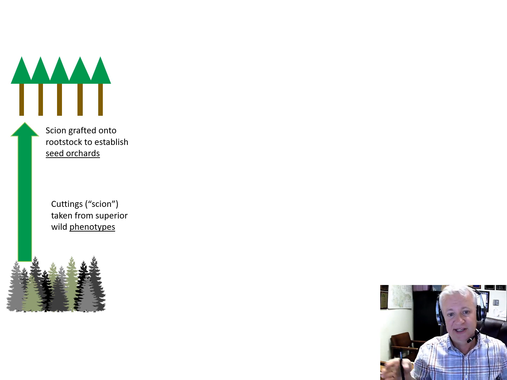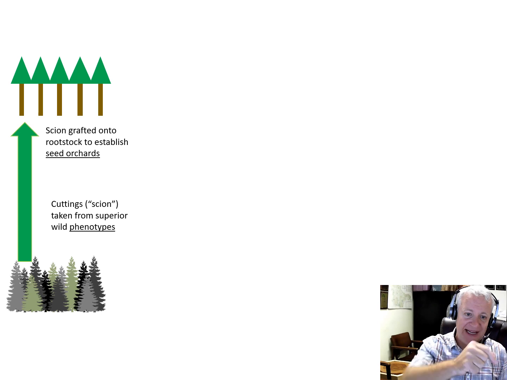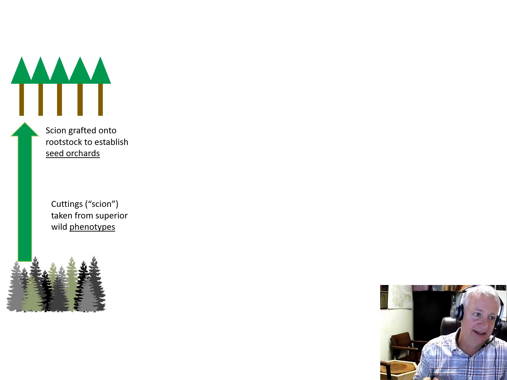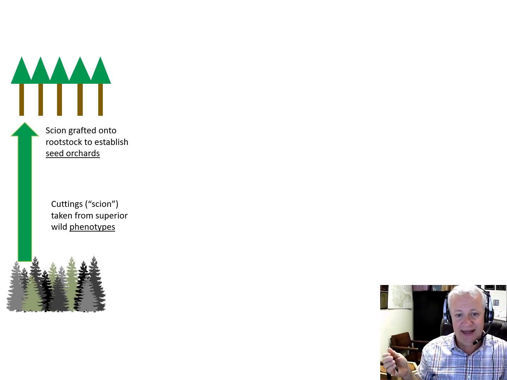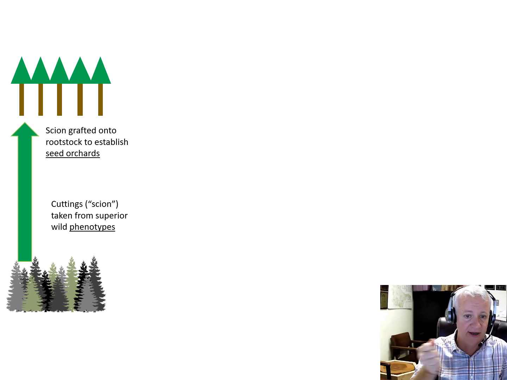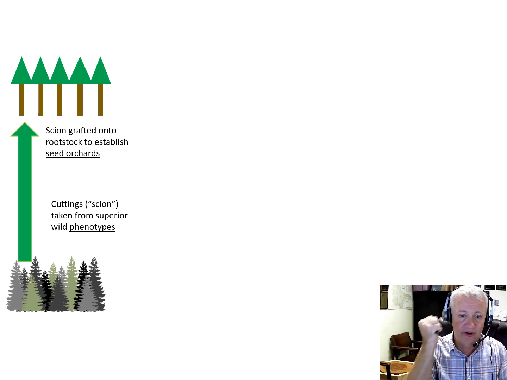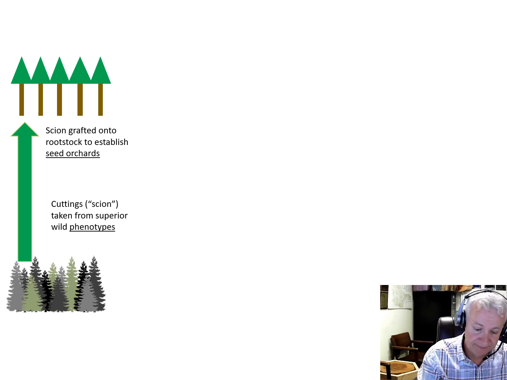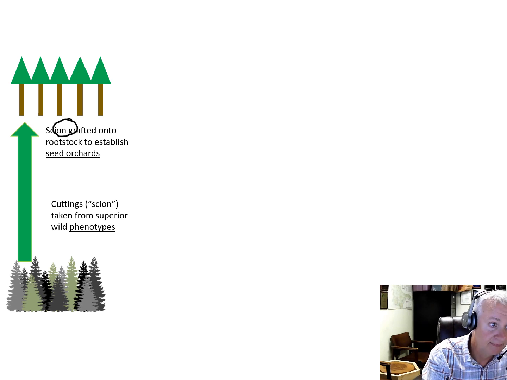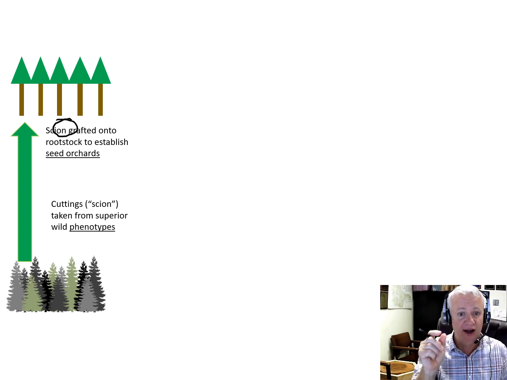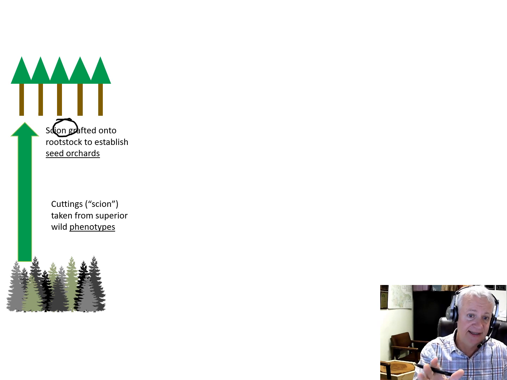So you establish a central location, and you've planted seedlings in that location. They're just growing as seedlings. And after a year or two, you come along with those cuttings from the phenotypically superior wild phenotypes, and you graft those cuttings. Those cuttings are called scion. Those are grafted onto that rootstock in the seed orchard.